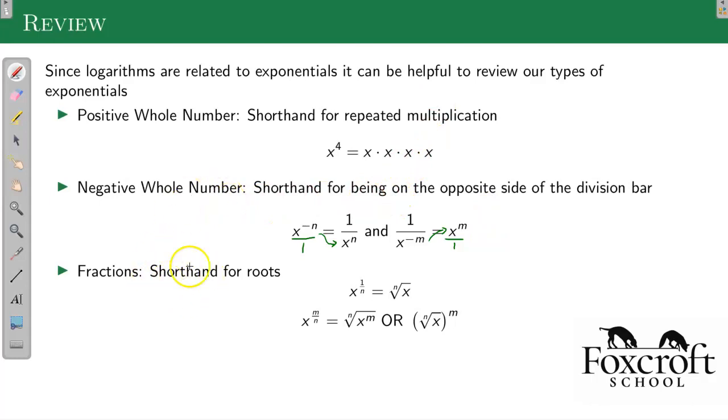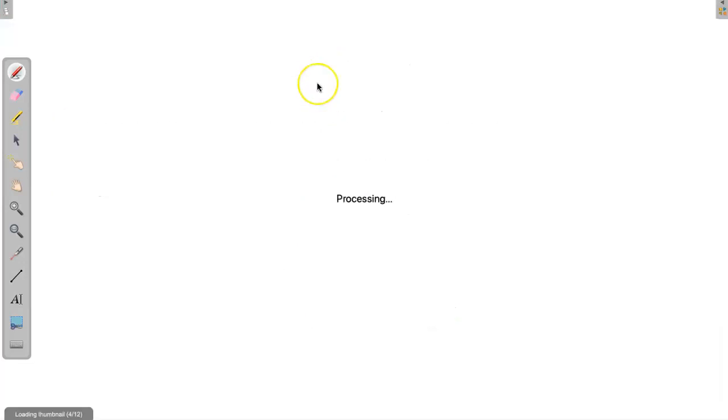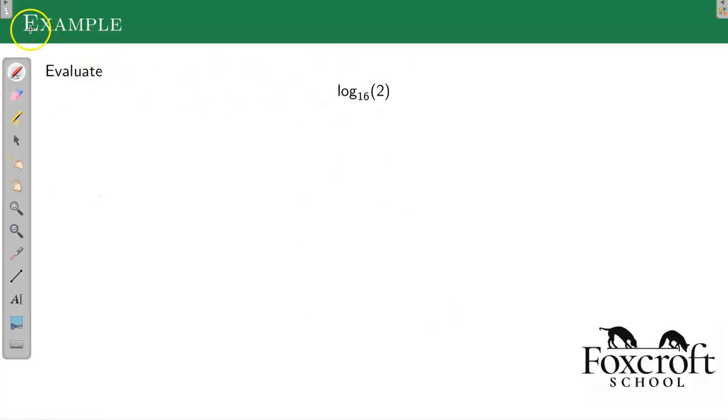And then we also have shorthand for roots, which is our fractional exponent. So if it's just a 1 on the top, that's exactly just the nth root, something we multiply by n times to get x. And if it's a more complicated fraction, we can separate it out into the whole number part and the root part in either order. So we can do the root first, and then the whole number, or the whole number, then the root. All right, so this is all the different types of exponents that we have learned. And now we want to use those to our advantage.